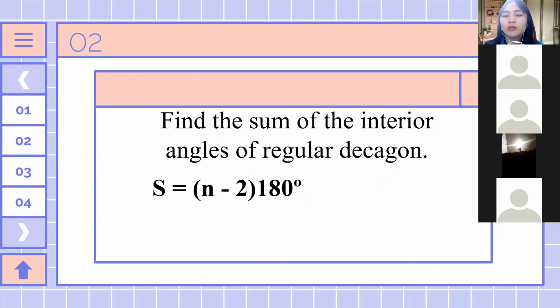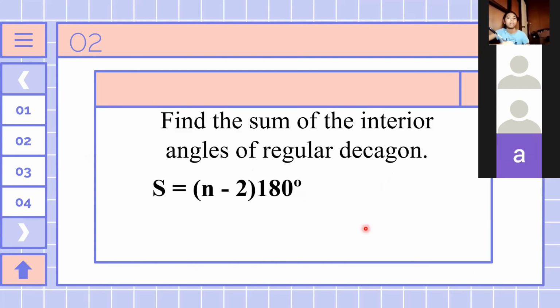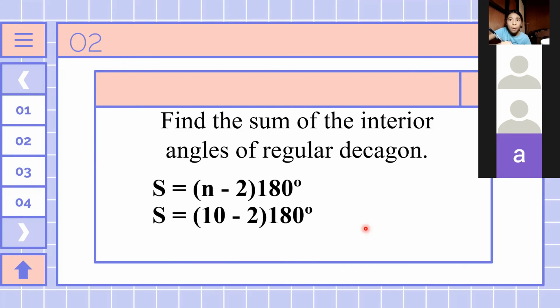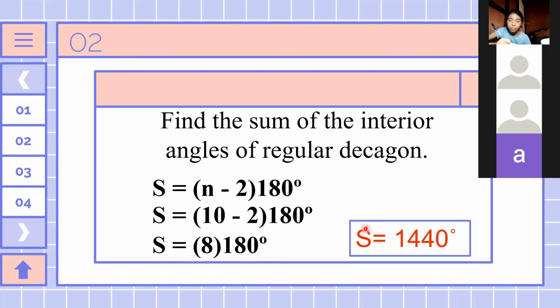All right. So, our answer is, nasabtan ba? Nasabtan sa tanan? Opo, ma'am. Yes, ma'am. Okay, very good. So, 10 minus 2 times 180. Screenshot lang ninyo ha para na may mastadihan or isulat ninyo. So, 10 minus 2 is 8 times 180. So, our answer is 1,440. So, kung paspas na kayo, pwede ninyo i-screenshot ang screen para tira na lang mo after magsulat.